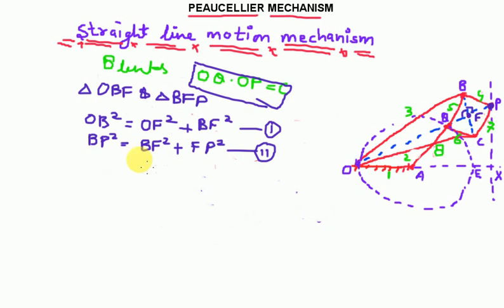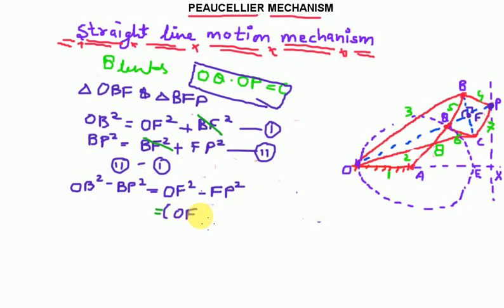Now subtracting equation second from first, we'll get OB square minus BP square equals to OF square minus FP square. Yes, BF square and BF square are cancelled. So OF square plus BF square minus BF square minus FP square will give this. And we know that A square minus B square is A plus B, that is OF plus FP, and A minus B, that is OF minus FP.